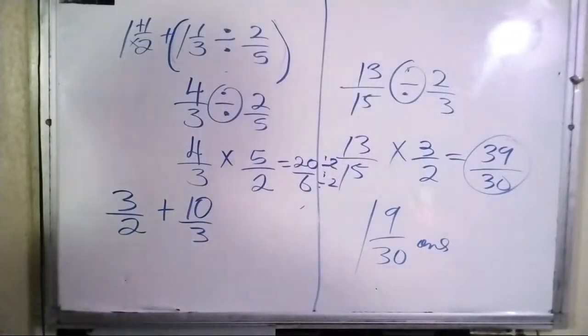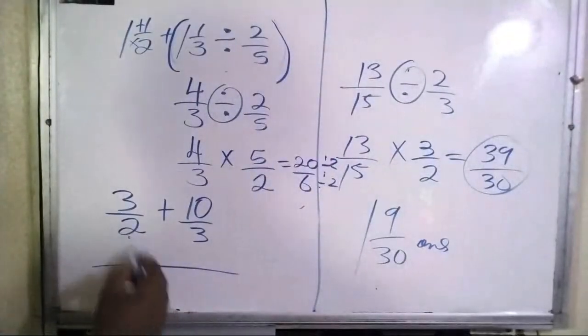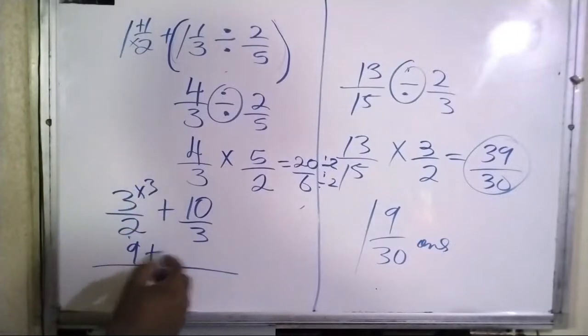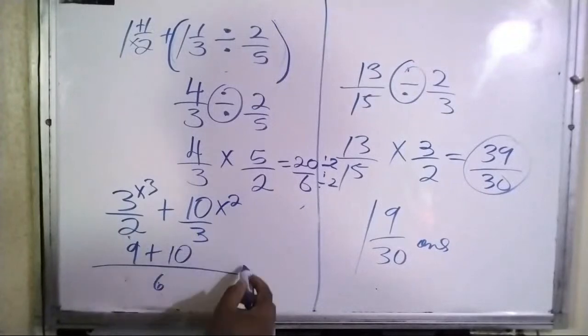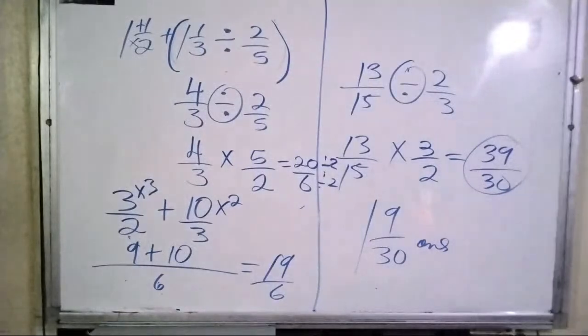Find our LCM. When adding and subtracting, we must find our LCM. Our LCM will be 6. 2 into 6 goes 3 times, so we multiply by 3. 3 into 6 goes 2 times, so we multiply by 2, which is 10. So we add now, so it's 19 over 6. How many groups of 6 can you get out of that? That will be 3 and 1 over 6 for the final answer. Alright?